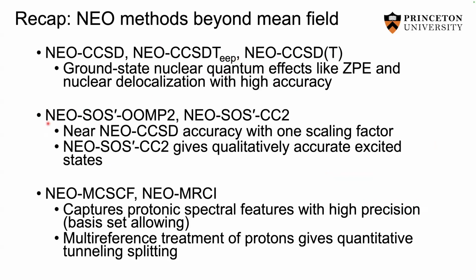I talked about the lower order, lower scaling approximations to coupled cluster theory, OOMP2 and CC2. OOMP2 is already in Q-Chem, and CC2 is already implemented and coming soon. And what I just talked about a few minutes ago, CC2 can also be used for excited states, which is also in Q-Chem. And then finally, in the last part of my talk, I talked about NEO-MRCI and NEO-MCSCF, which can capture both the excited states of small molecules and also the multi-reference character of the tunneling proton. And both of these methods are available now in Q-Chem.